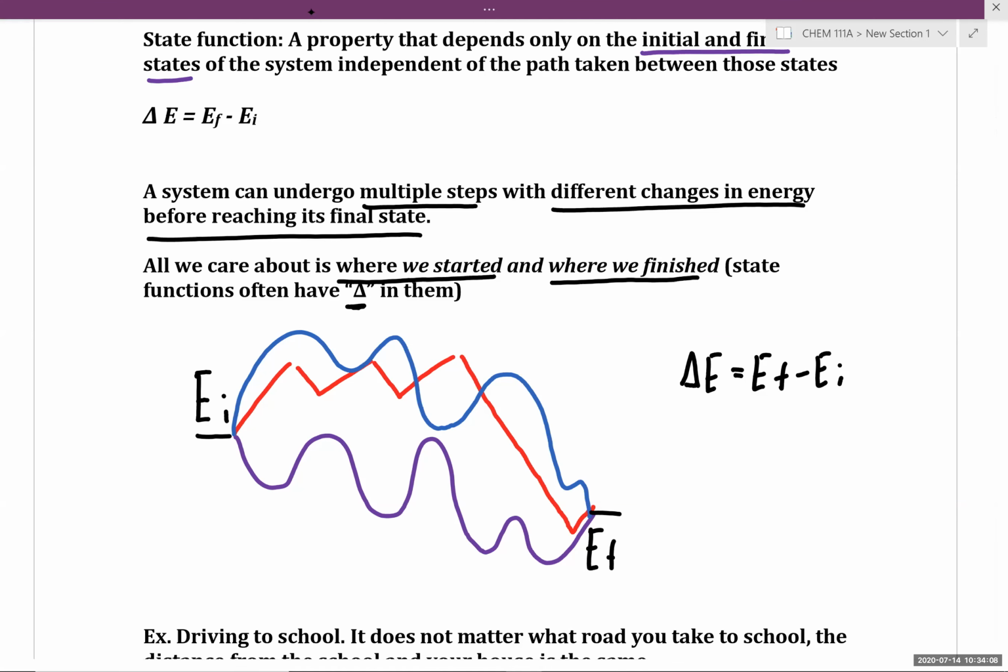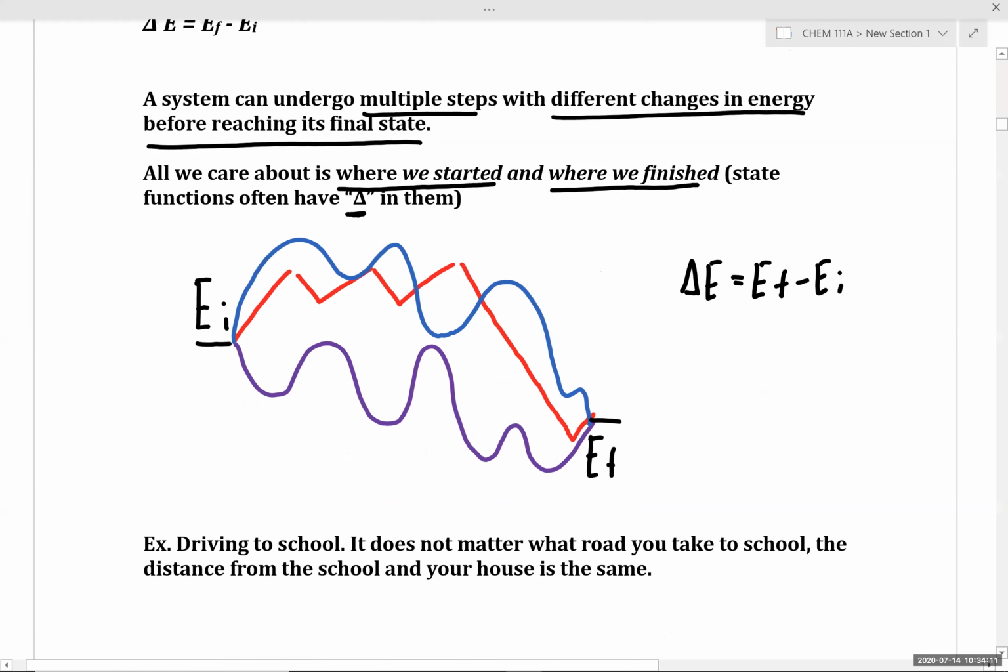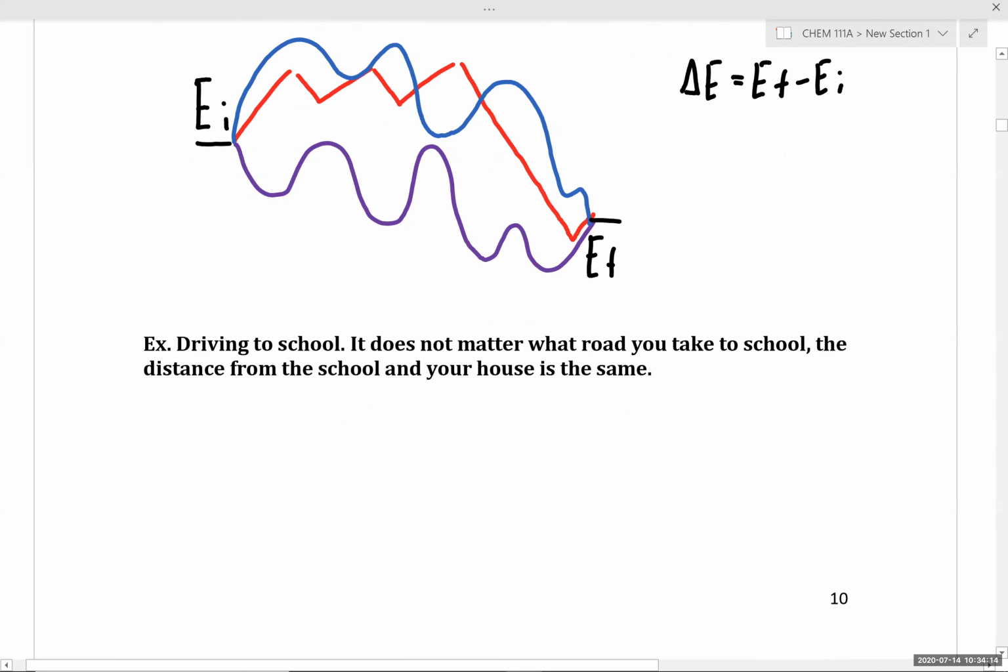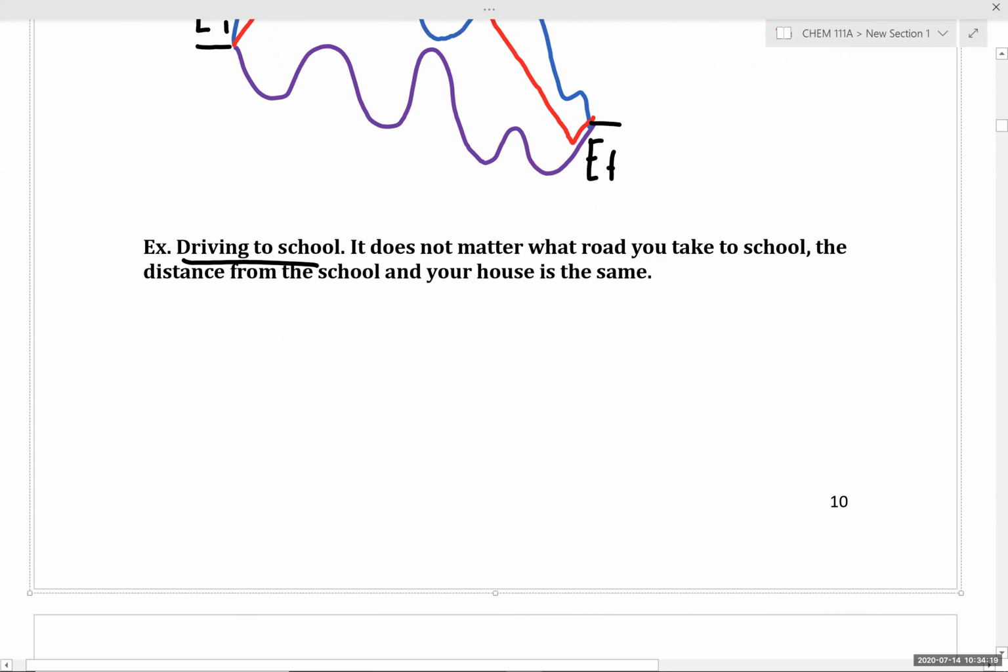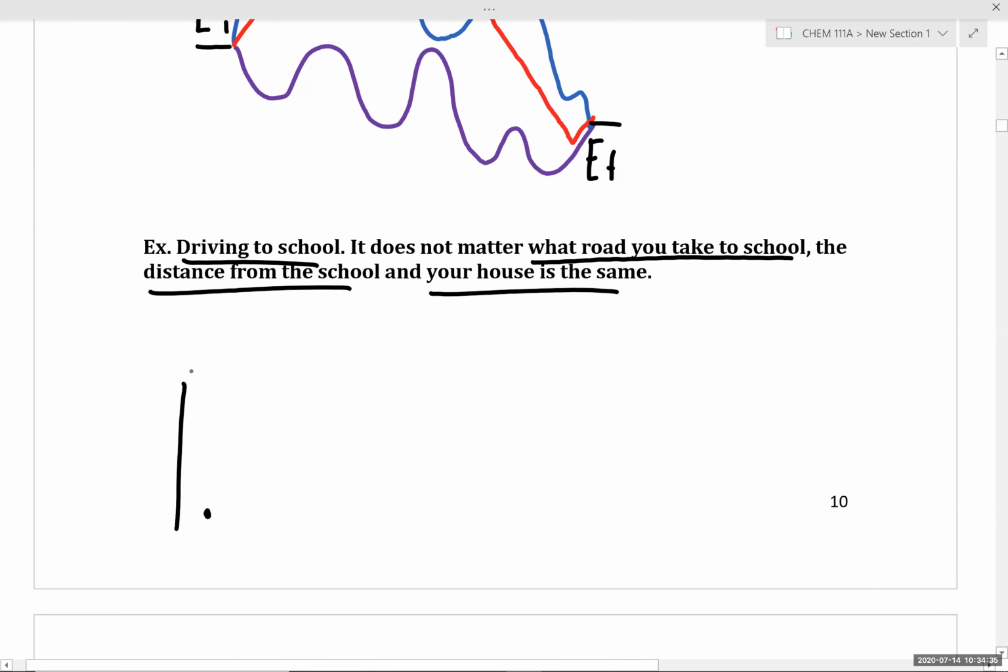So just to help everyone grasp this idea, let's look at a practical example. Pretend you're driving to school, for example. You don't necessarily care about what road you take to your school. At the end of the day, if you're parked at the school campus, the distance from the school and your house is going to be the same. So let's just pretend we're looking at distance, and here's your initial position, and here is your final position at the school.